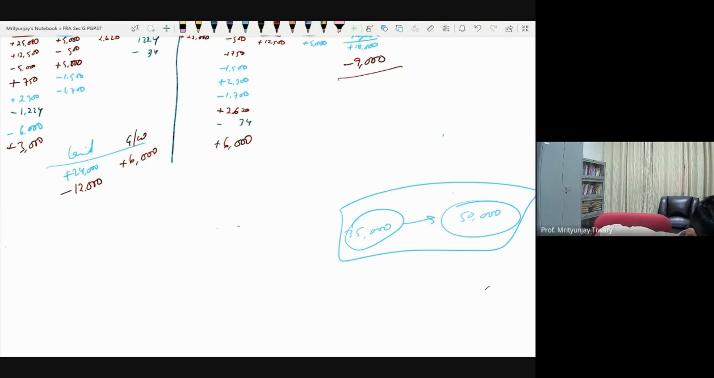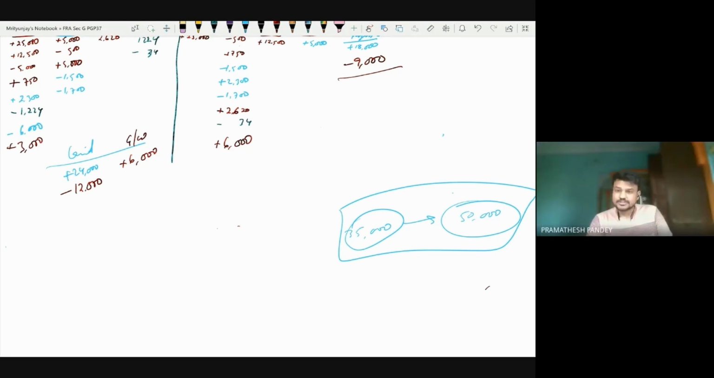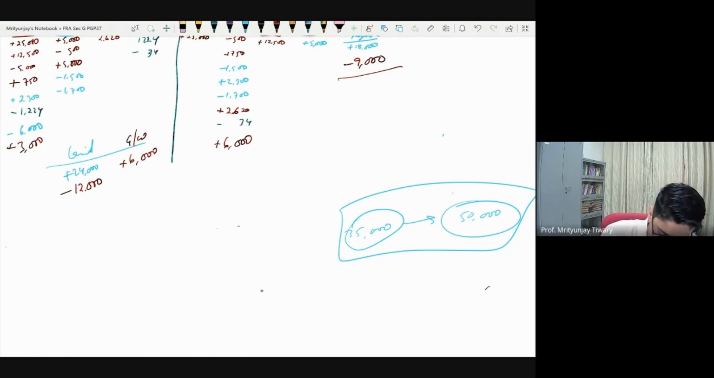Next one is also interesting. Smith withdrew $1,000 of cash from the store's bank account for his personal use. What should we do with this? What do you think should happen? Smith has withdrawn $1,000 in cash from the business's bank account. Sir, cash minus 1,000. Yes, perfect. Cash is falling down, so minus 1,000 in cash. What else?